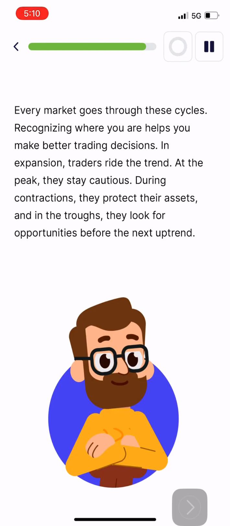Every market goes through these cycles. Recognizing where you are helps you make better trading decisions. In expansion, traders ride the trend. At the peak, they stay cautious. During contractions, they protect their assets, and in the troughs, they look for opportunities before the next uptrend.